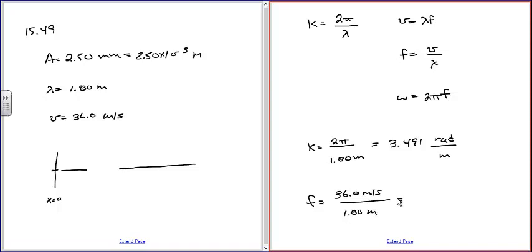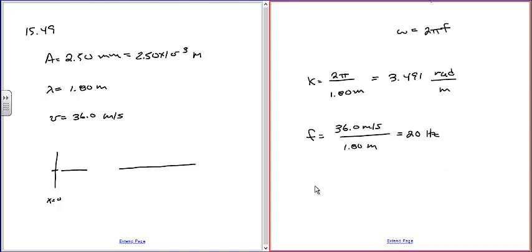So 36 divided by 1.8 is 20 hertz. And then omega is 2 pi times f, or 2 pi times 20. So 2 times pi times 20 is 125.7, and those units are radians per second. Okay, so that's the first part.